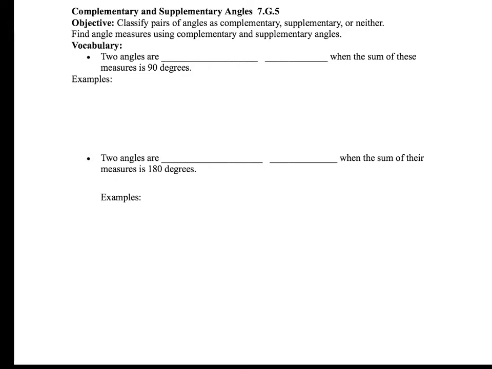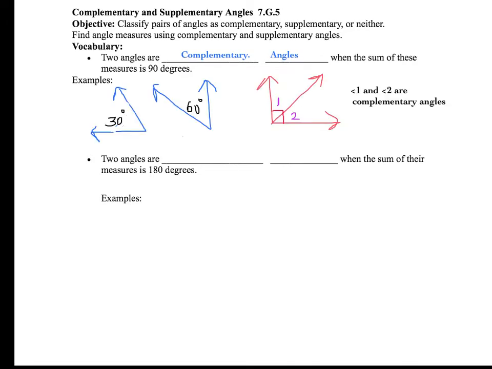The first one says, two angles are blank when the sum of these measures is 90 degrees. That answer is complementary angles. So on your note sheet right now, copy down complementary angles in the blank. Okay, so if you look at our examples right now, you know that complementary angles are two angles whose sum is 90 degrees. So let's look at the two angles in blue.